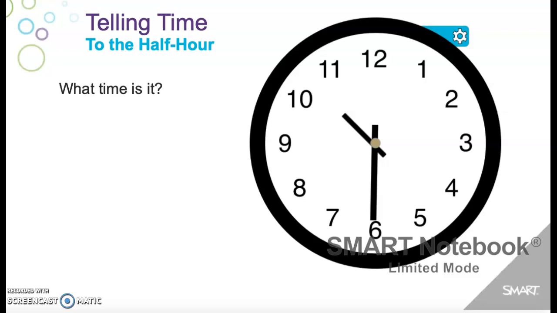Okay, you should have come up with 10:30 because the hour hand is between the 10 and the 11. So it is not quite yet 11 o'clock. So it's 10:30 or half past 10.